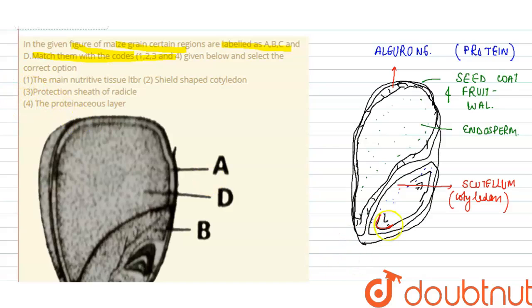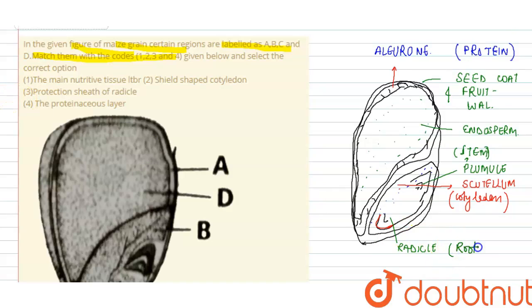And what do you mean by the radicle? This is the radicle, and above it is the plumule. What is a plumule? A plumule is basically the undifferentiated future stem. This will form into the stem, whereas the radicle is the undifferentiated root which will form the root of this future plant. Radicle is a root.